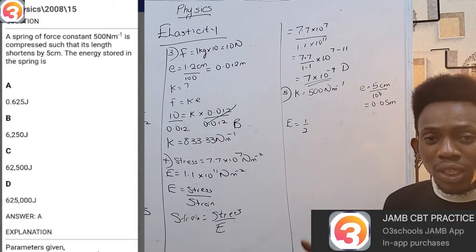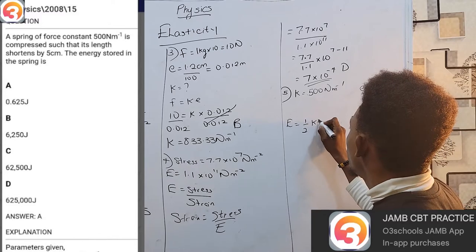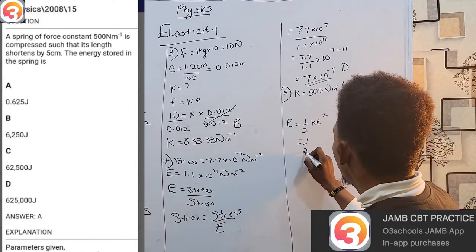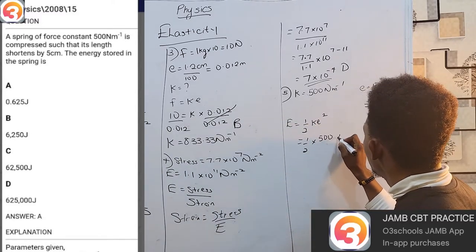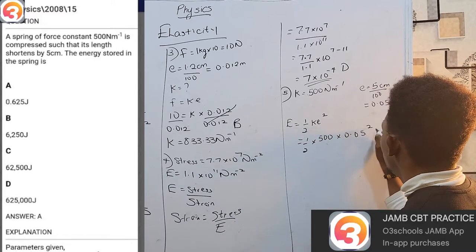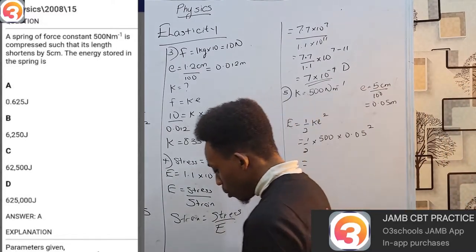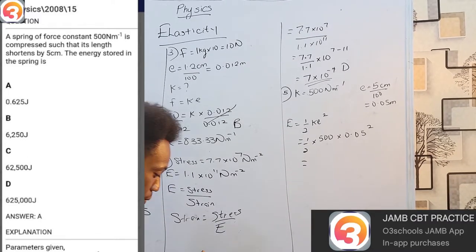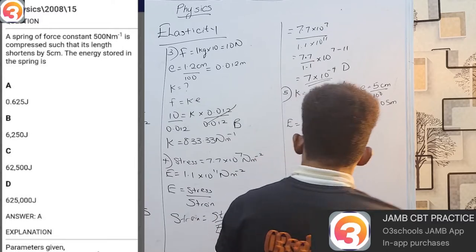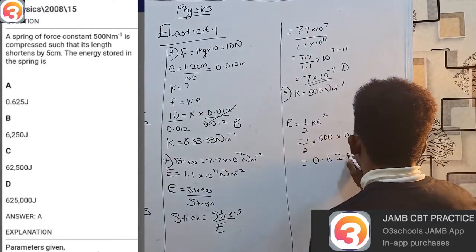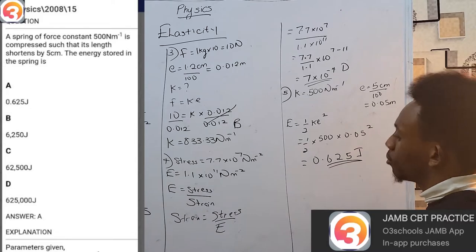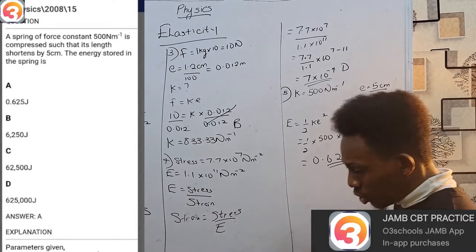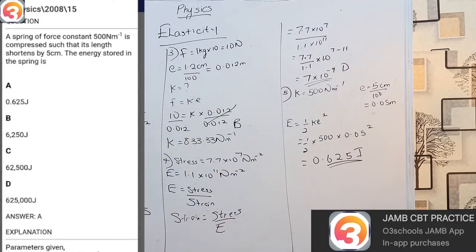Is there a formula that makes use of K and E? Yes, 1/2 KE². So 1/2 × 500 × 0.05². One more time, we'll go back to our calculator. 1/2 × 500 is 250, and 0.05 × 0.05 gives 0.625 joules. And you see, so quickly we solved 5 questions on this topic. They are truly very, very simple.